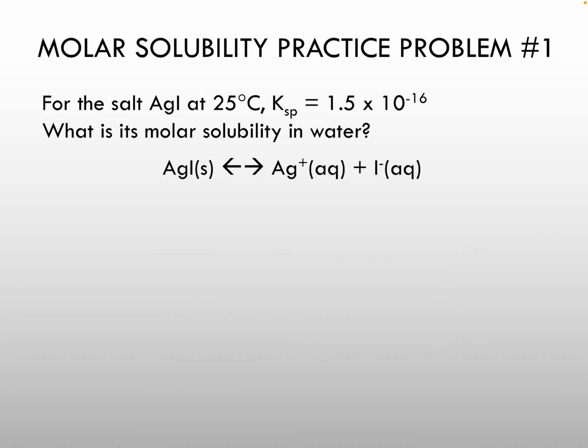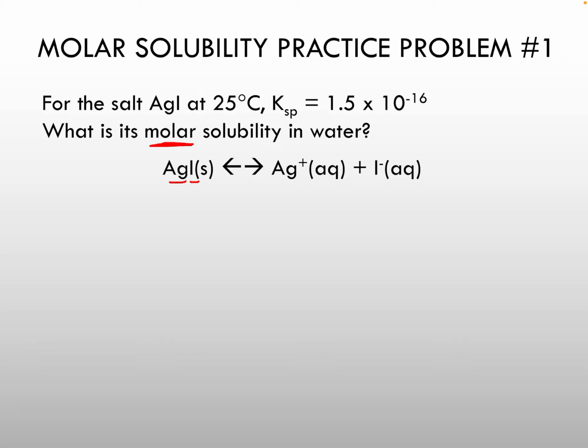So for the salt silver iodide at 25 degrees Celsius, we have our KSP value, and I want to know what is the molar solubility in water. So again, we're looking for moles, so it'll be moles per liter. Okay, so we have our expression here. Silver iodide is our solid, and we are going to break it into its ions. Because they are both on a 1-to-1 ratio here, we don't have any coefficients.